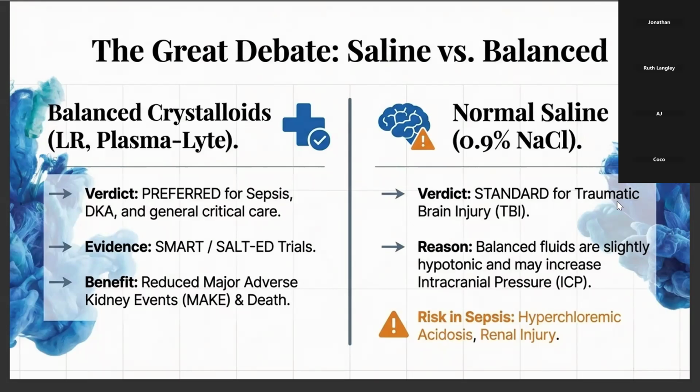Balanced fluids are slightly hypotonic and may increase intracranial pressure. So that's why we don't give Hartmann's to the brain injured patient. But there is a risk in sepsis of hyperchloremic acidosis and renal injury, as I said earlier.